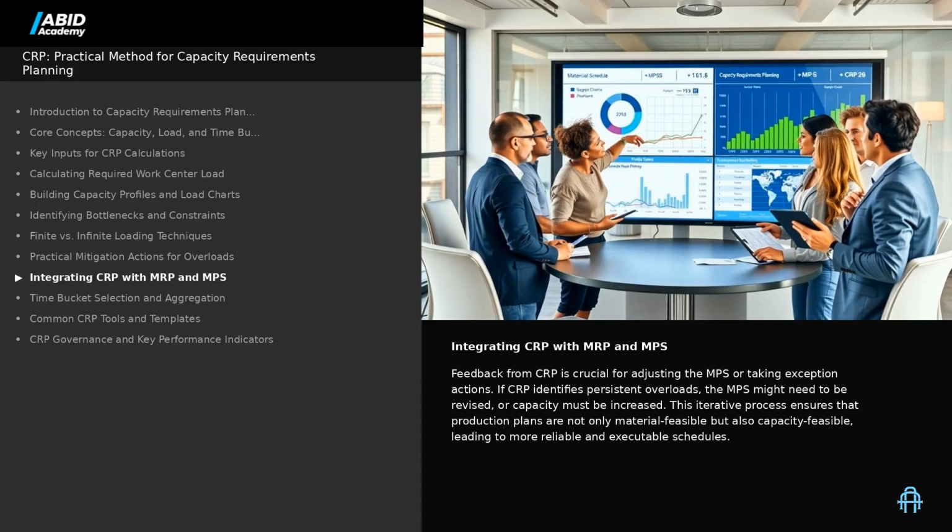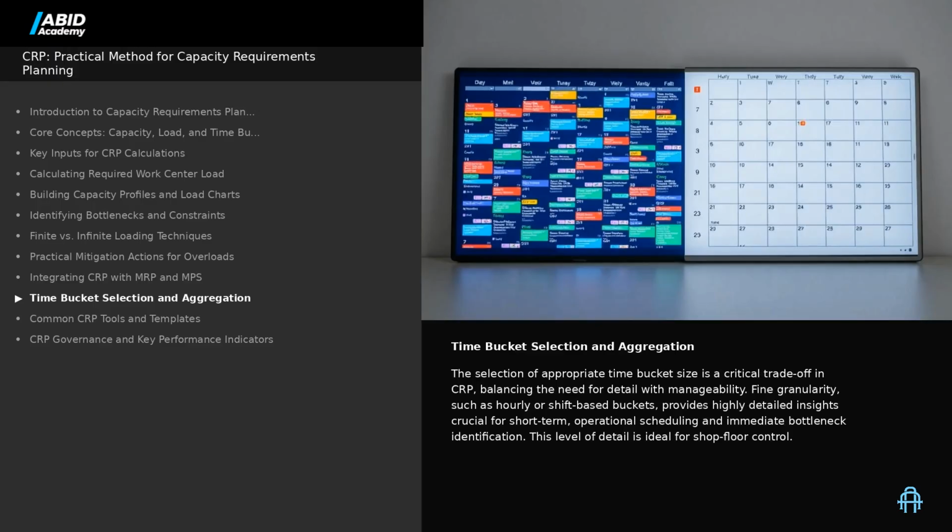Feedback from CRP is crucial for adjusting the MPS or taking exception actions. If CRP identifies persistent overloads, the MPS might need to be revised or capacity must be increased. This iterative process ensures that production plans are not only material feasible, but also capacity feasible, leading to more reliable and executable schedules.